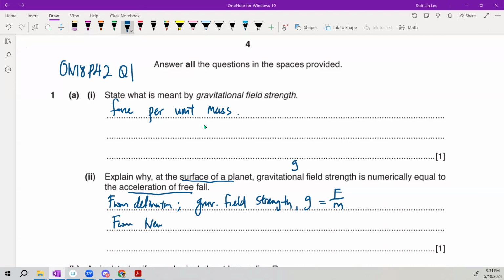From Newton's second law, especially if your mass is constant, F is equal to ma. So a is also equal to F over m. So hence g equals a. Okay, that's all.